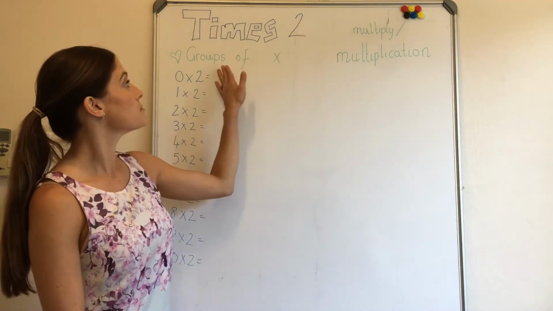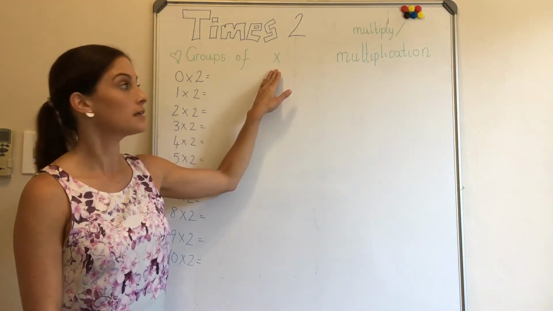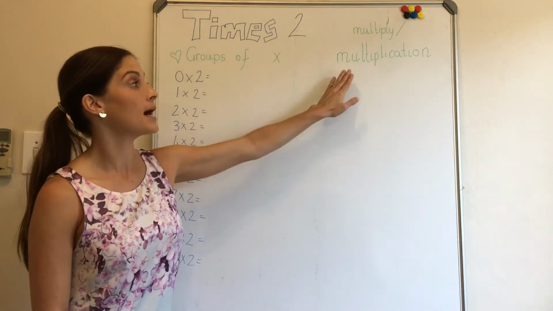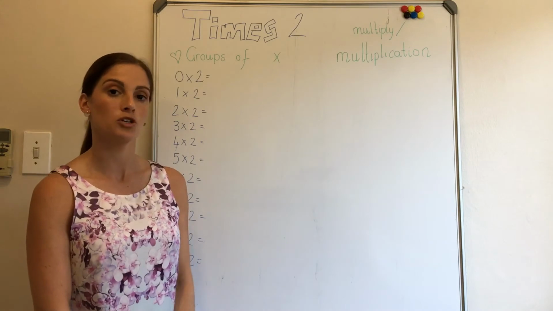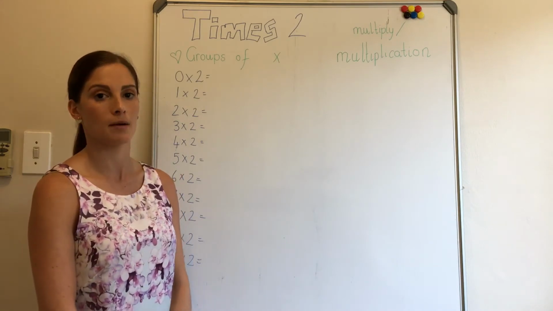Remember, times means groups of, and that is what a times sign looks like. And the bigger word for times is multiply or multiplication. That is the word that you might hear when you get to senior primary, but we are just going to call it times for now.